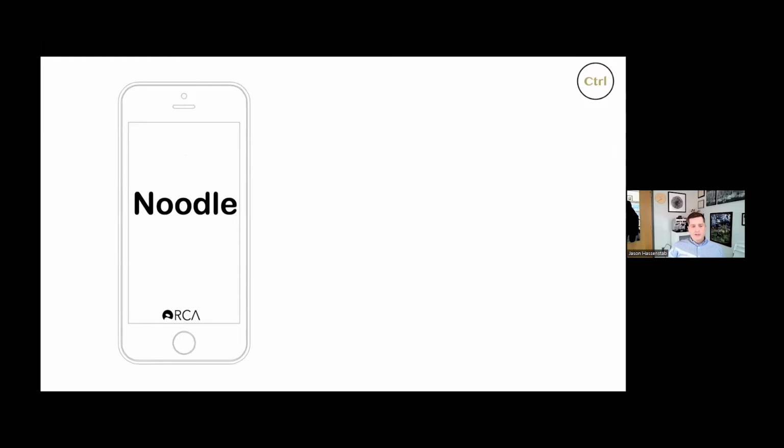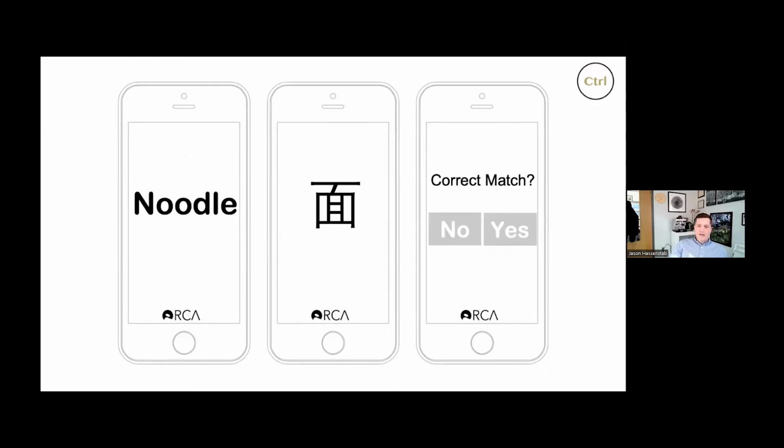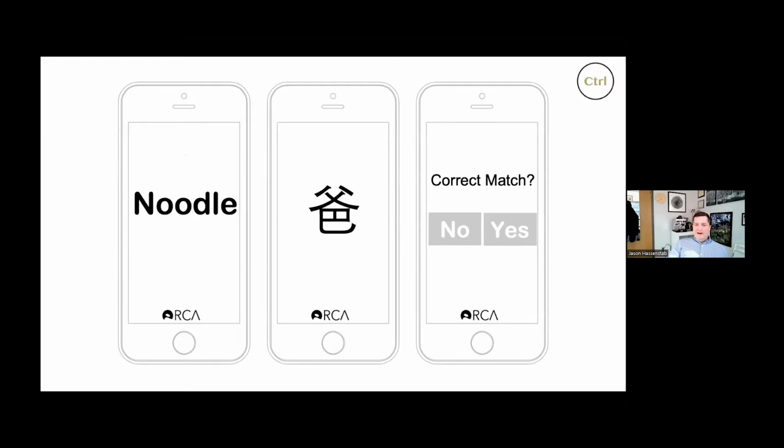For example, you might see an English word and a character, and then they just have to answer the question: does it match, yes or no? And we don't give them any feedback at all. Then they might see the word noodle again, this time with a different character. And I believe this is the word for father or dad, but it's been a while. And then they have to answer, was it a correct match or not?